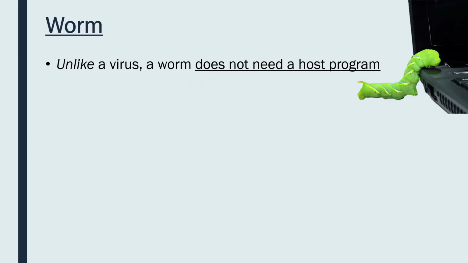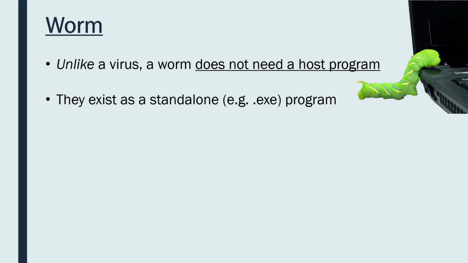Okay, so our second type of malware is a worm, and a worm is different to a virus in one key way, in that a worm does not need to have a host program. It can be standalone, it can be on its own. So before, we'd have, say, a .exe file, an executable file for, say, Microsoft Word, and the virus would go inside that file, but now it can have a .exe file on its own. It doesn't need to have a host program.